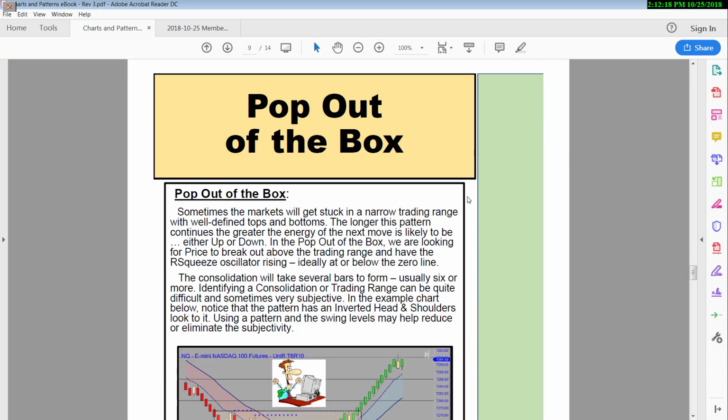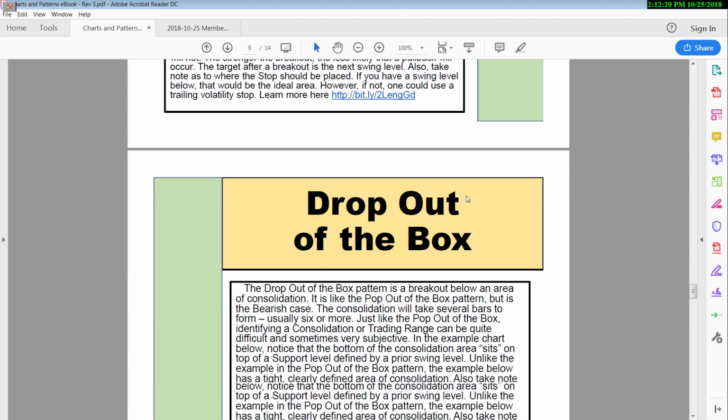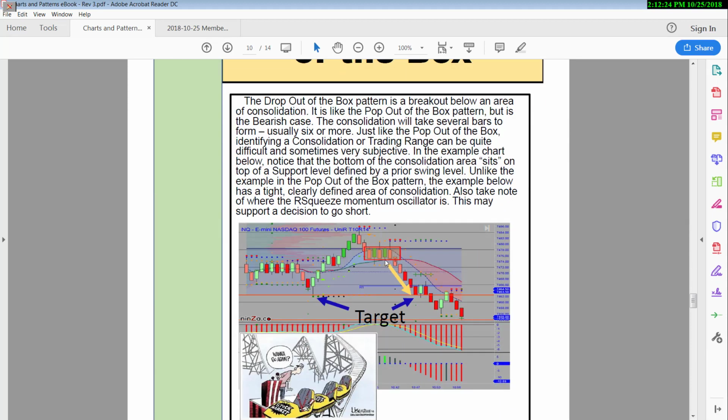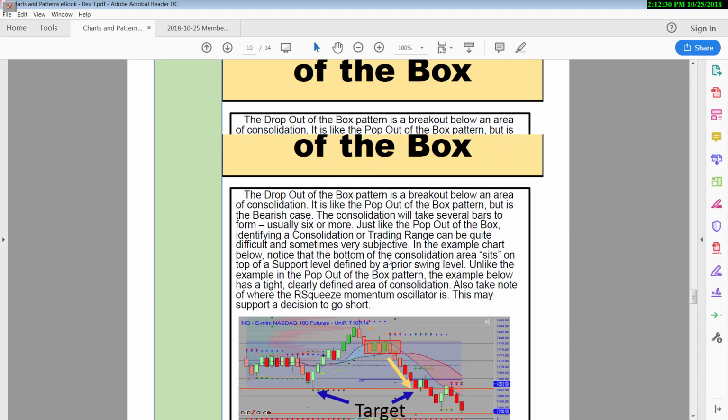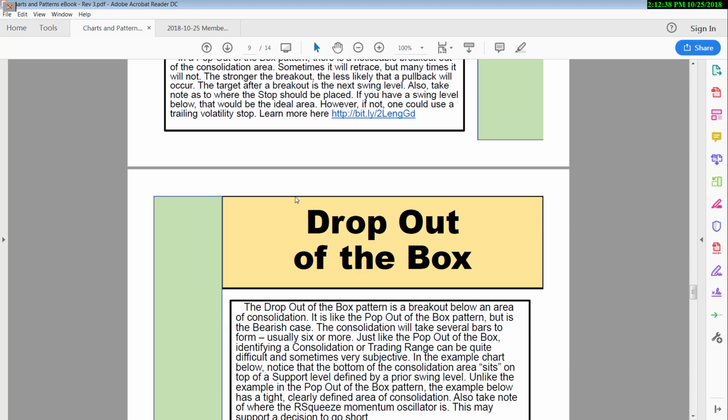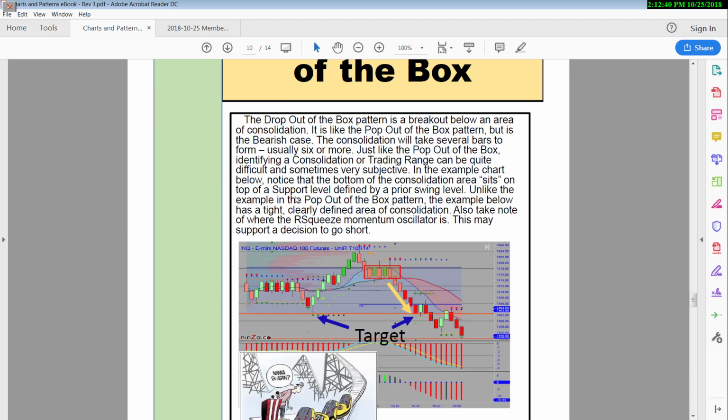There's your inverted zigzag, pop out of the box. And this is a drop out of the box. And here we've got one that is a very, very tight consolidation, much more defined, or better defined, than this one in that example that we had in the pop out of the box. And they happen all the time.